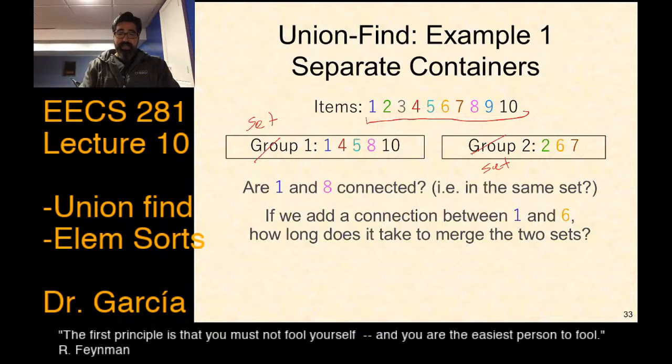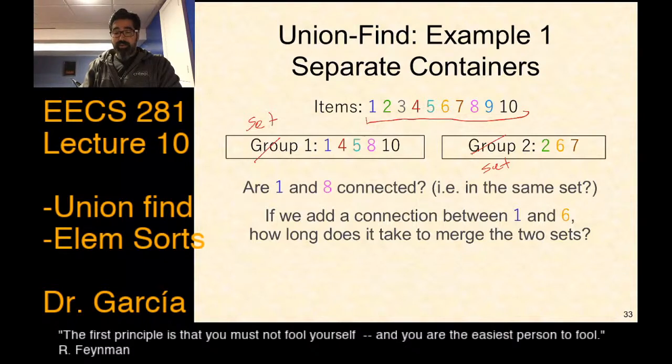Admittedly, if they belong to the same set, then maybe we would change all the colors. It's not shown here in the slide, but if I'm going to group them together as belonging to the same set, then I would potentially change all the colors. So the question would be, are 1 and 8 connected? Are they in the same set?